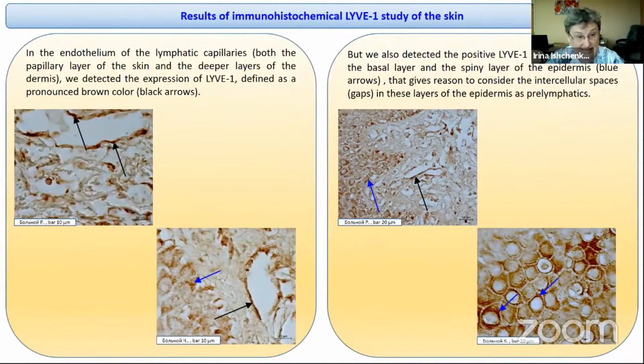In the endothelium of the lymphatic capillaries, we detected the expression of LYVE-1, defined as a pronounced brown color, black arrows. But we also detected the positive LYVE-1 signal in the cells of the basal layer and the spinous layer of the epidermis, blue arrows. That gives a reason to consider the intercellular spaces in these layers of the epidermis as pre-lymphatics.